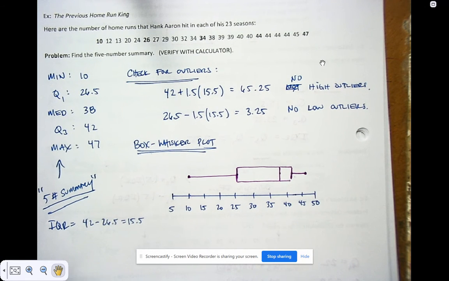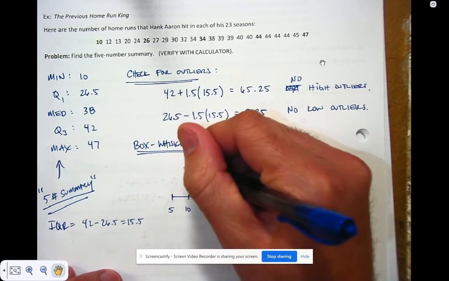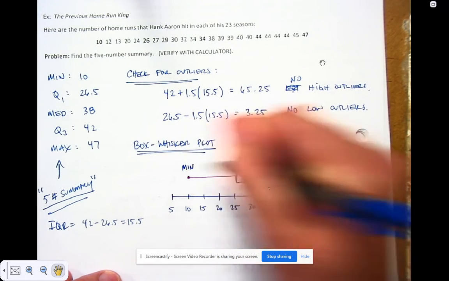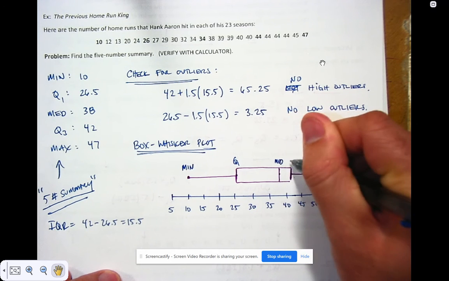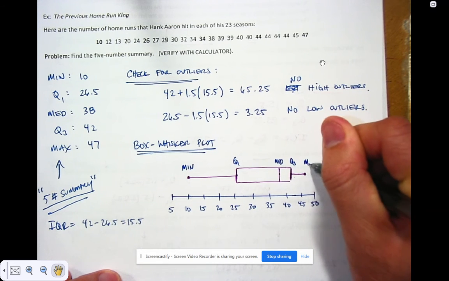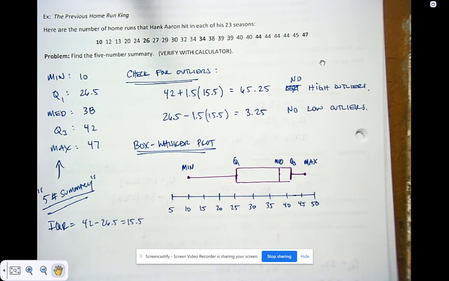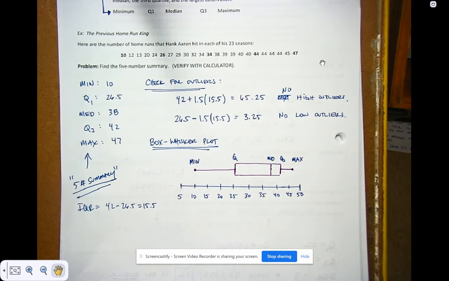I will label this for you. You don't need to label it, but this was our min. This is quartile 1. This is the median. This is quartile 3. And that is the max value. All right, so you've got your box and whisker plot.